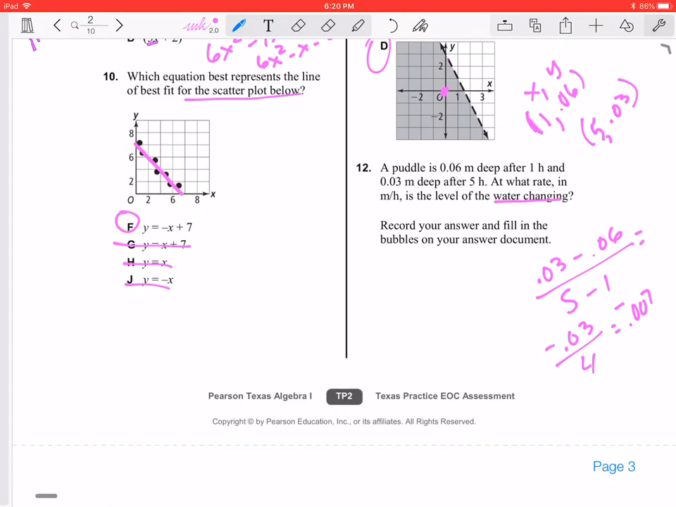Let me write this over here. Hold on. Negative 0.3 divided by 4 will be equal to negative 0.075.